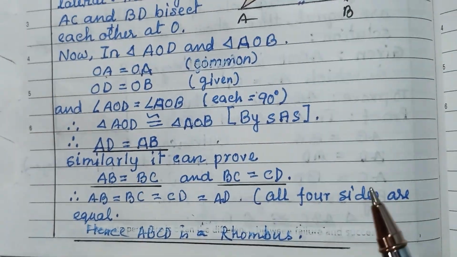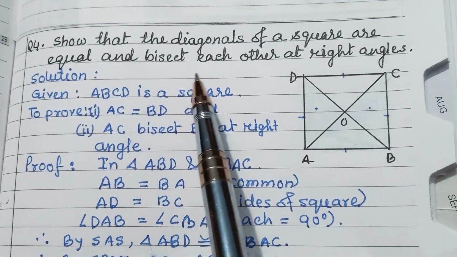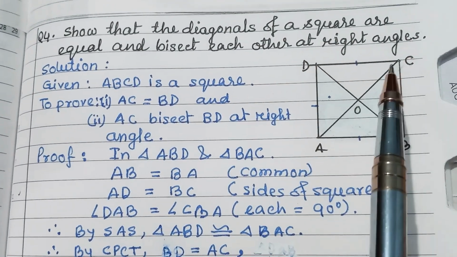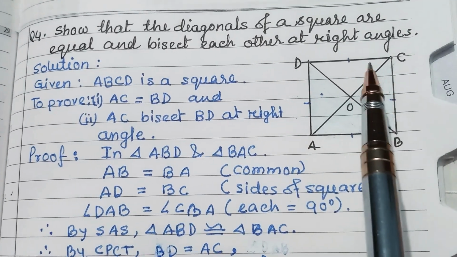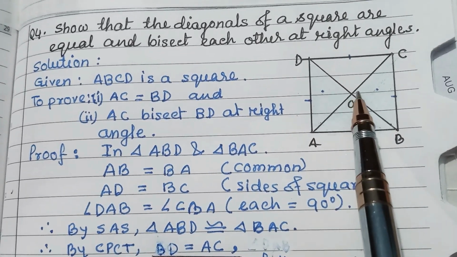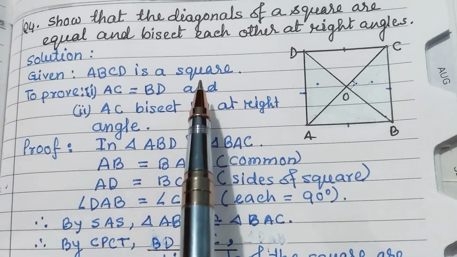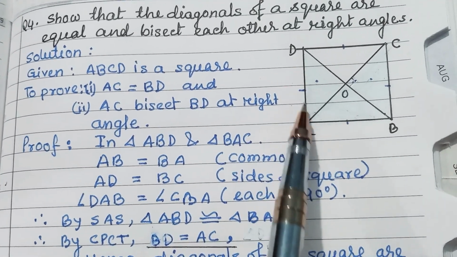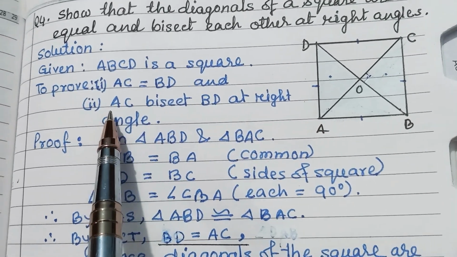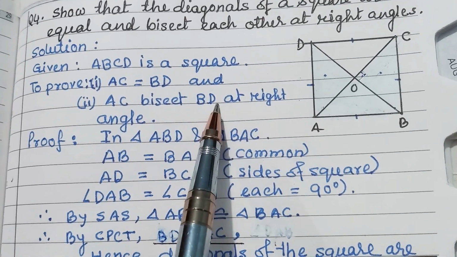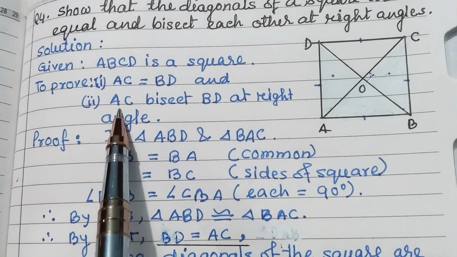Got it? Now next, show that the diagonals of a square are equal and bisect each other at a right angle. It is given that it is a square, and the diagonals are equal and they bisect each other at a right angle. This is 90 degrees we have to prove. Now, as it is a square, all the sides are equal. To prove: AC is equal to BD. Second, AC bisects BD. And next part is they bisect at a right angle. Three parts we have to prove.